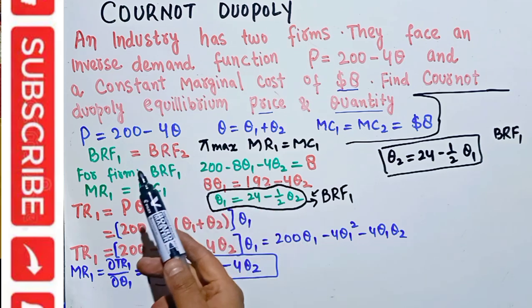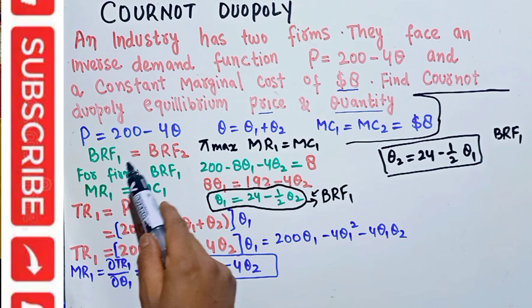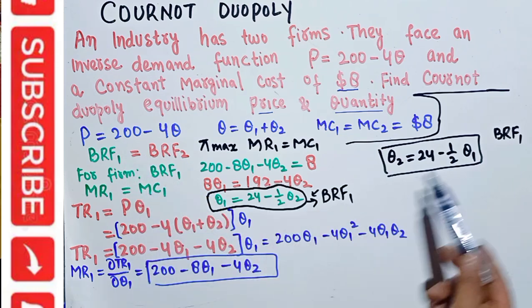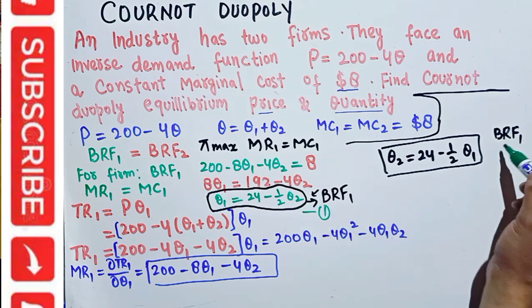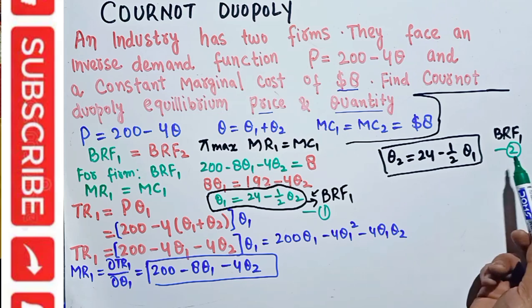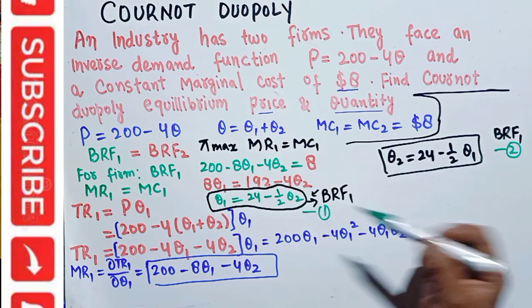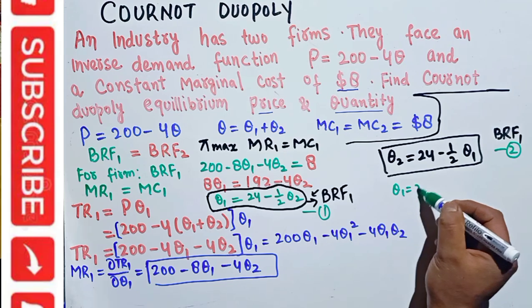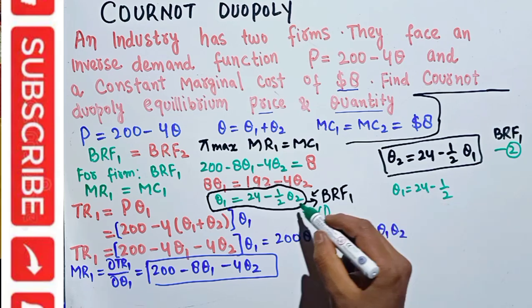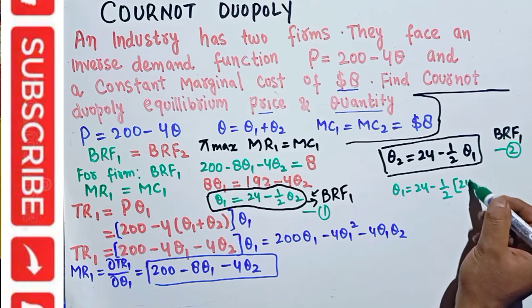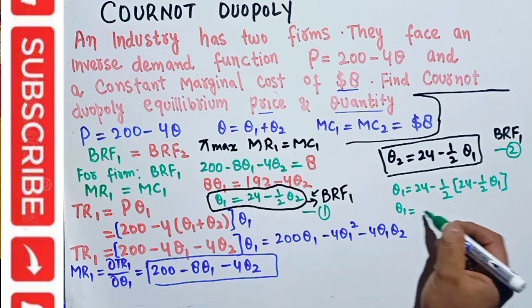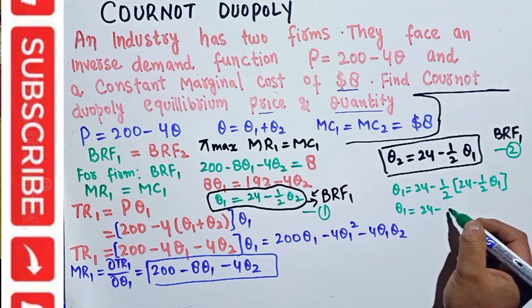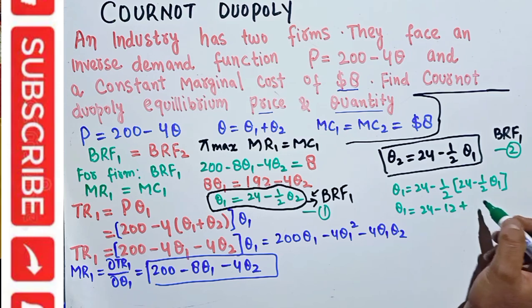Now we know that we need to equate BRF1 with BRF2. Equating these two with each other, we can do one thing. Let us say this is equation first, this is equation second. We simply plug the value of q2 into equation 1. That will give us q1 equal to 24 minus 1 upon 2, in place of q2 we substitute 24 minus 1 upon 2 q1. So we get q1 equal to 24 minus 1 half of 24 is 12, minus into minus is plus, we get 1/4 of q1.